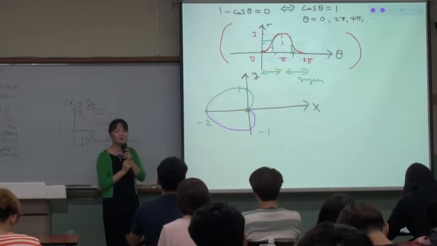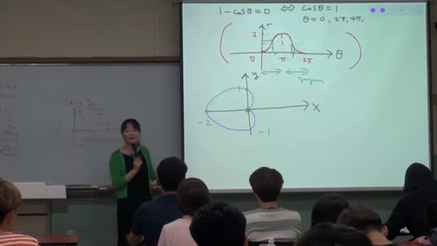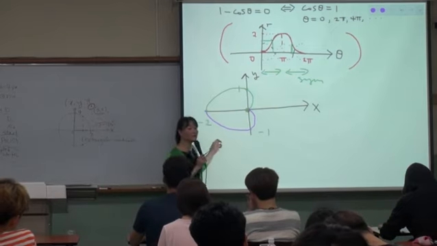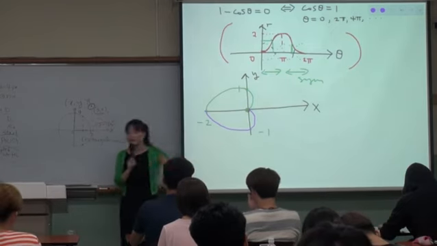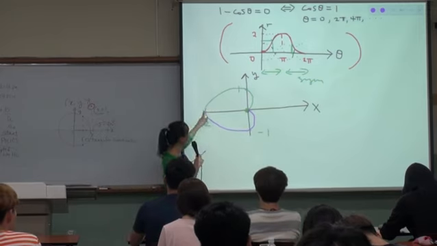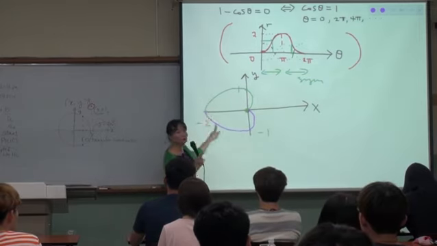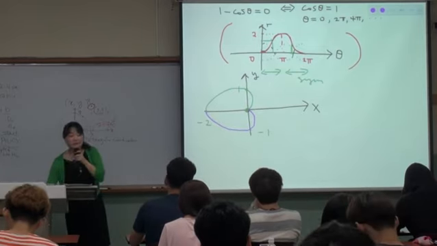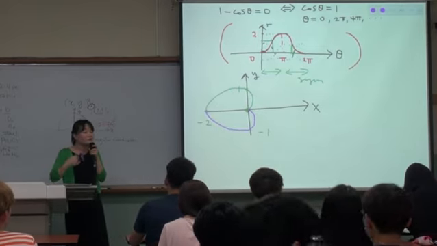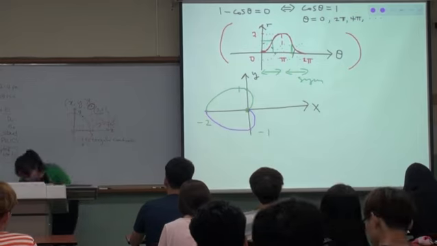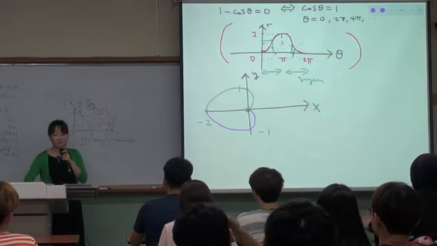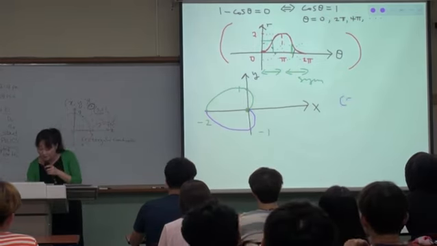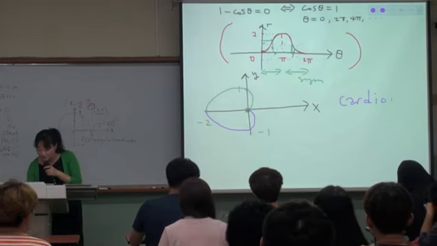What does this look like? It looks like a heart, yeah, heart. Actually, a heart has more non-smooth corners, but this is more smooth. This is called a cardioid. What's cardiovascular disease? 심장병, right? 심장, heart. So it is cardioid.